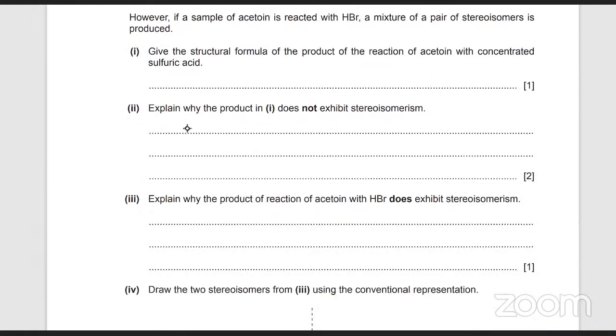As the next part, explain why the product does not exhibit stereoisomerism. So you had a double bond. The carbon in the C double bond C is bonded to two H atoms, which means no geometric isomers.